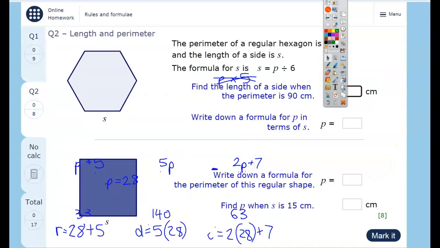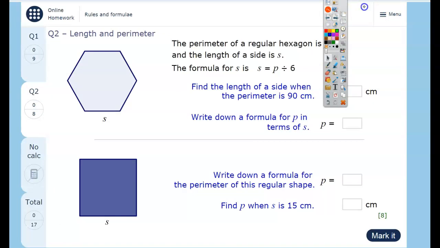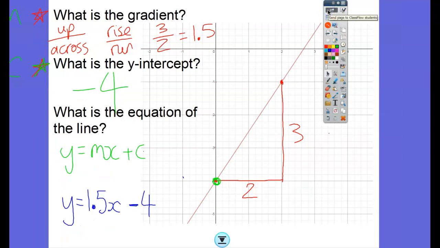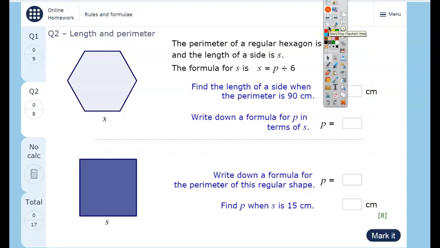So we've got length and perimeter here. Now, perimeter is the distance around the outside of a shape, and the length of the side is s. So the formula for the length of the side is p divided by 6. Find the length of the side when the perimeter is 90 centimetres. Well, that's going to be the side equals 90 divided by 6. So you'll substitute those numbers in and do 90 divided by 6.